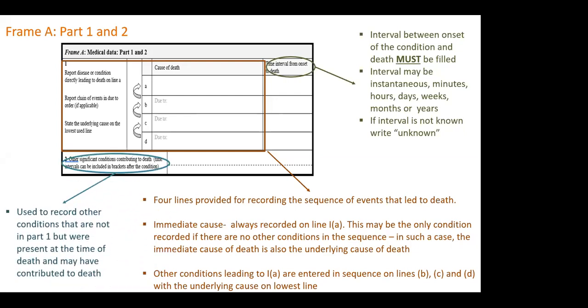And then the second part, number 2 of frame A, is used to record other conditions that are not in part 1, but were present at the time of death and may have contributed to death. If we go back to Edwin's example, he recorded other examples. These persons had HIV and other conditions. So these conditions that were present in this patient, but are not part of the sequence of events in lines in part 1 are recorded under this section.